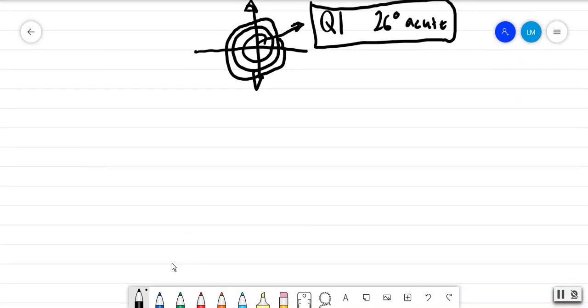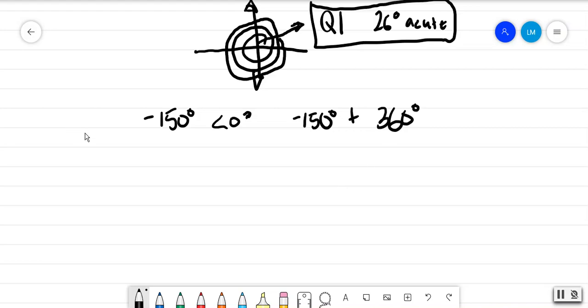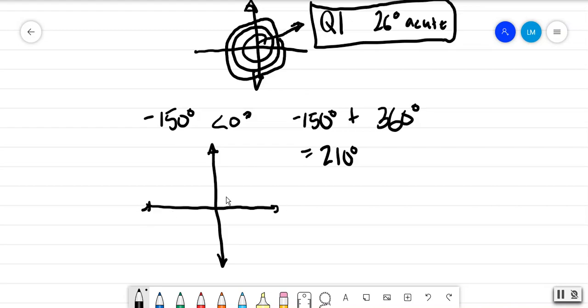Now, let's say that you had negative 150 and you wanted to find the coterminal angle. Well, it's less than 0, which means that you need to add 360 the appropriate number of times. So you have negative 150 plus 360 degrees, and that's just going to be 210 degrees. That's actually not too bad because you can just draw that in the x and y plane. It's going to look something like this.